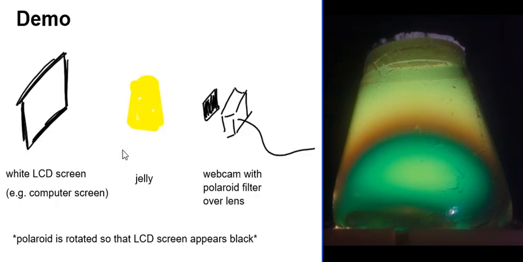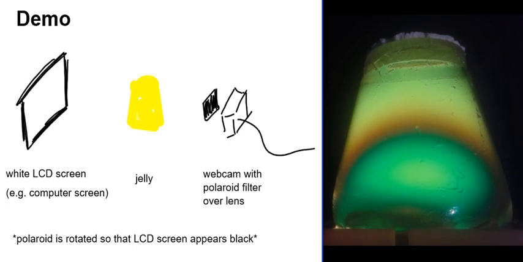So the demo that I've got running on the right, which you can see, works like this, and I'll show you the real thing in a minute as well. So I'm using a white LCD screen, a white computer screen, as a source of already polarized light. Then I've got some object in front of it, in this case some yellow jelly that I made yesterday. Then I've got a camera with a Polaroid filter blue tacked over the lens. And I've rotated the Polaroid so that the LCD screen, even though it's white, appears black. So the polarizing filter is blocking out the light from the LCD screen.